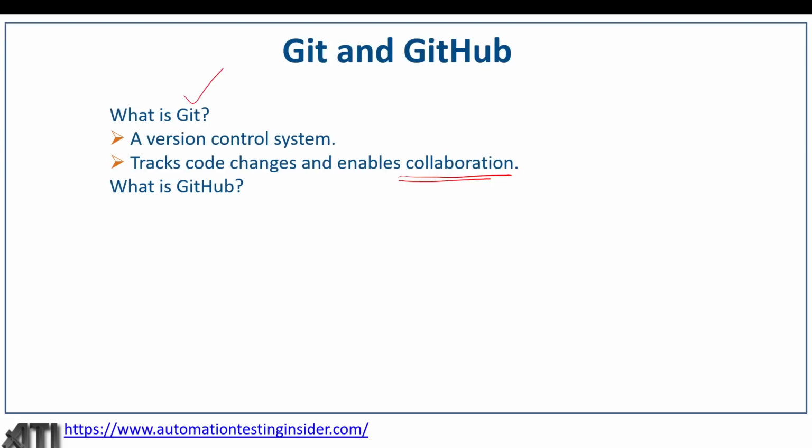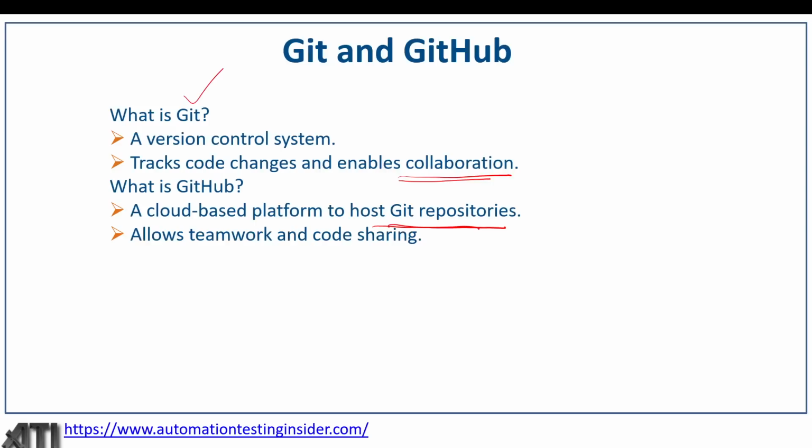If you talk about GitHub, it is a cloud-based platform to host Git repositories. For this one we have to create an account, and we can access it through the browser, right? We need to sign up on GitHub, and we can access our GitHub account, create different repositories over there, and clone the project from there. It also allows teamwork and code sharing. So it will be very easy when we use GitHub when we work in a team and for code sharing purposes. So these are the basics of Git and GitHub.